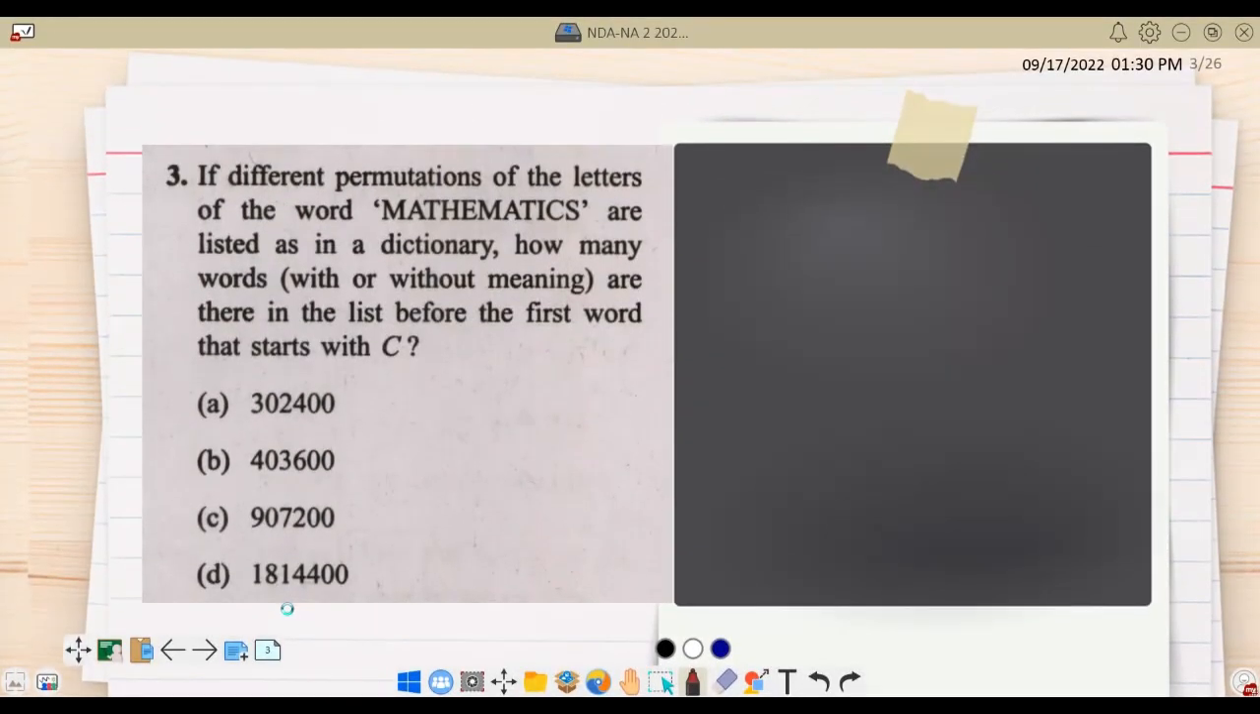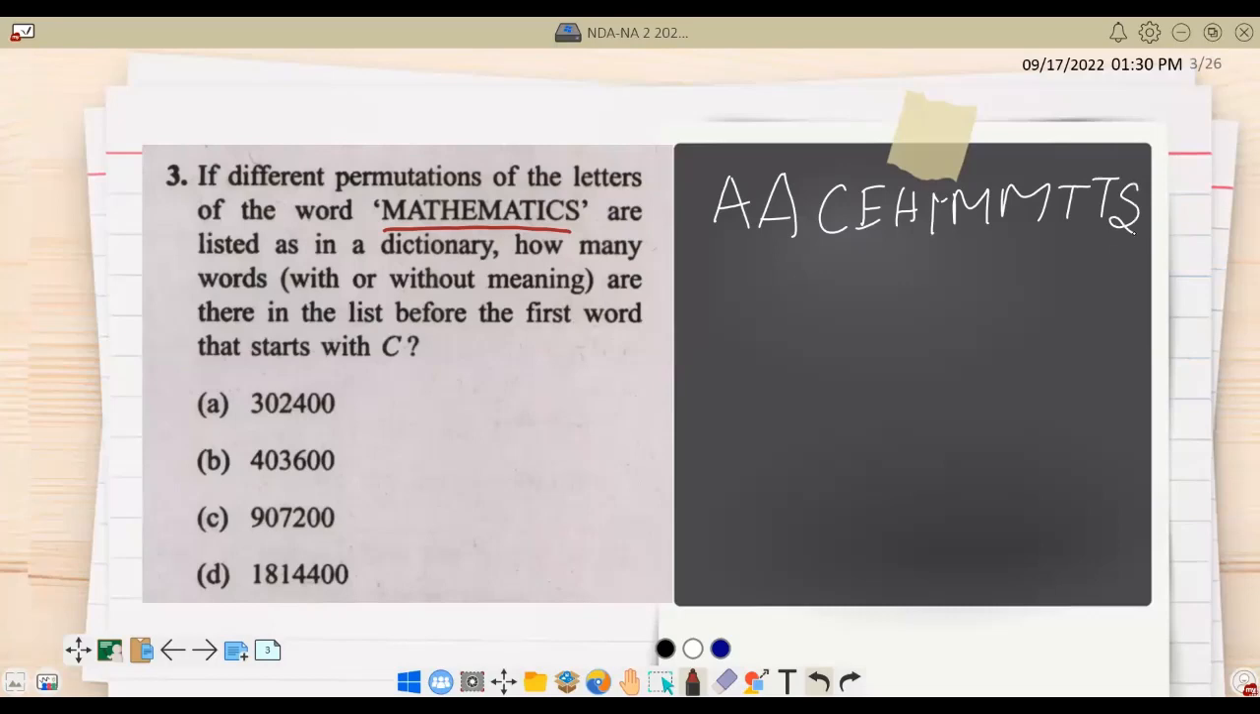In this question, they were asked to find different permutations of the word mathematics listed as in the dictionary. How many words, with or without meaning, are there in the list before the first word that starts with C? To find the answer, we need to first write the word mathematics in alphabetical order. If we write the word in alphabetical order, that is A, A, C, E, H, I, M, M, T, T, S. So this is the alphabetical order for the word mathematics.